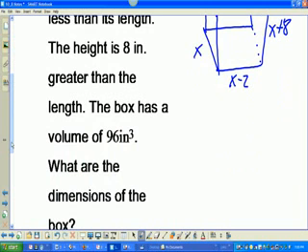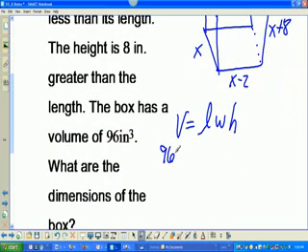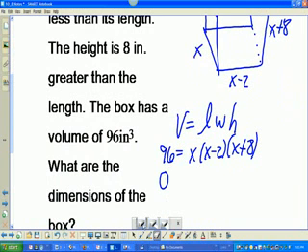So now what I want to do is I want to find the volume. Well, remember, volume equals length times width times height. So what I'm going to do here is I'm going to say 96 equals length, which is x, times width, which is x minus 2, times height, which is x plus 8. So I want to solve this. Now, remember, to solve it, it's got to equal 0. And so I'm going to say subtract 96 from both sides.